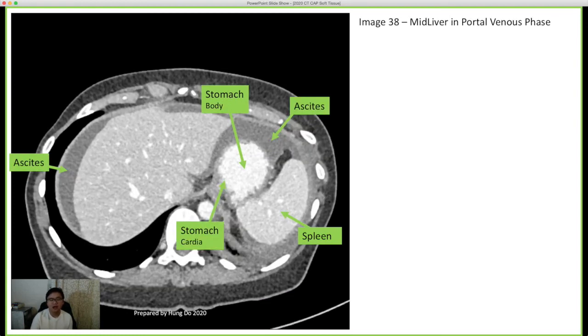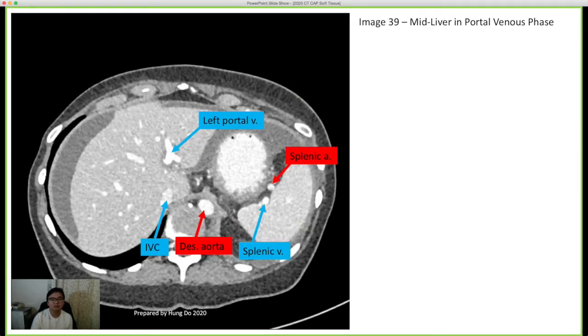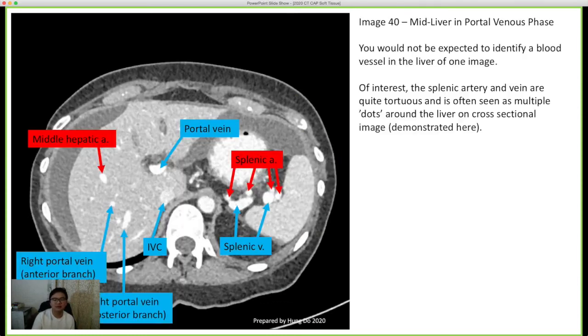We're going to move further down. You see ascites still, you see the stomach. Again, don't commit to memory too much about the hepatic vessels, the veins and arteries, until you can practice with all the vessels in front of you. It's very difficult, so I wouldn't recommend trying to commit to memory off these slides.